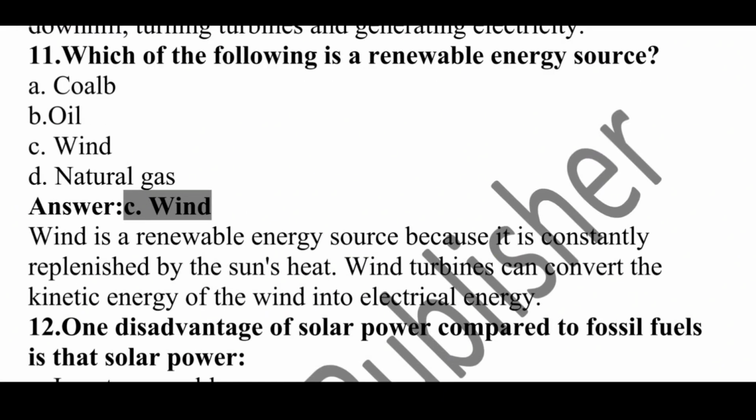Question number 11. Which of the following is a renewable energy source? Option A, coal, option B, oil, option C, wind, option D, natural gas. So the correct option is option C, wind. Wind is a renewable energy source because it is constantly replenished by the sun's heat. Wind turbines can convert the kinetic energy of the wind into electrical energy.